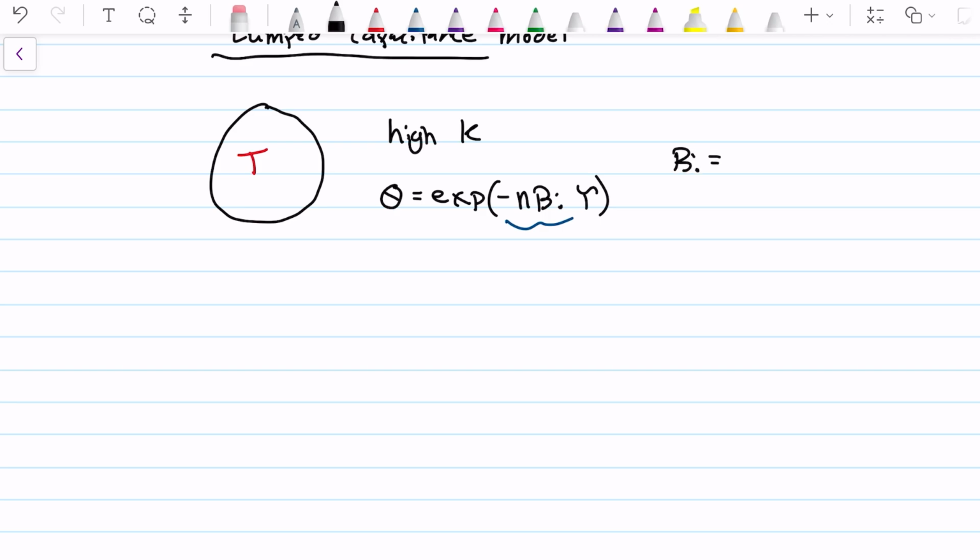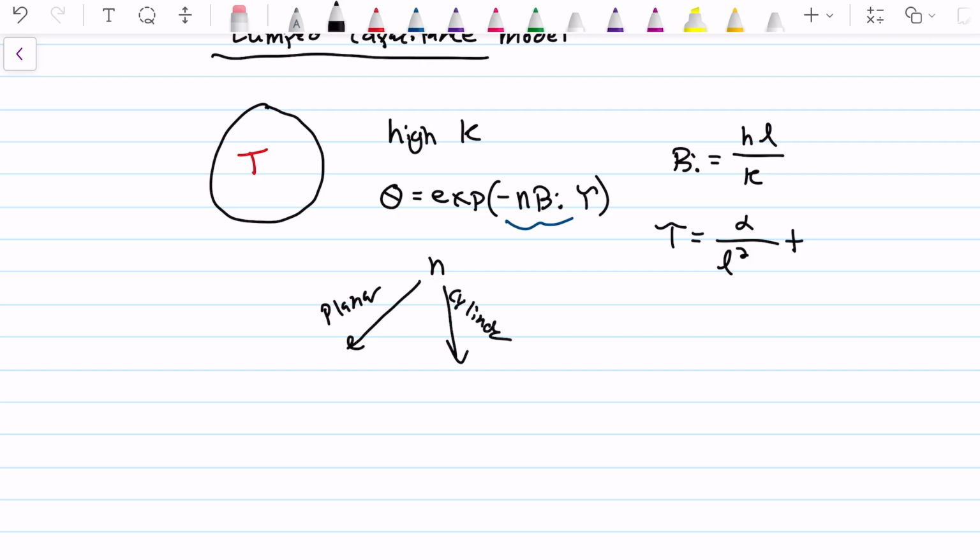So the Biot number we know is the heat transfer coefficient times your characteristic length over the thermal conductivity of your solid. And then tau, the Fourier number, is alpha over your characteristic length squared times time. And then n is going to be a function of geometry. So for planar, cylinder, and sphere, it is going to be 1, 2, and 3. That's what we're going to use for our n value in those different cases.